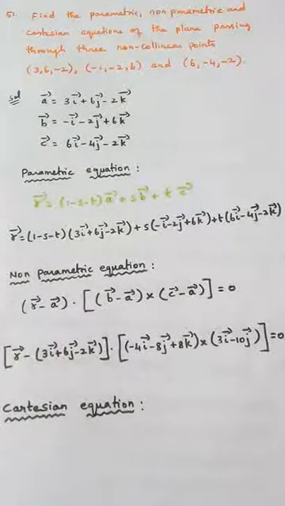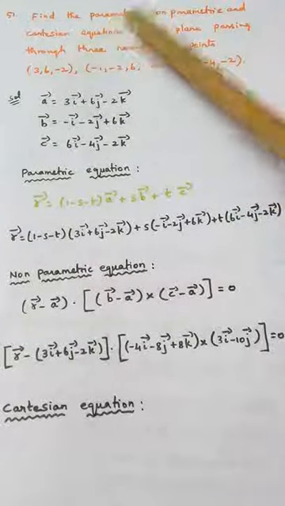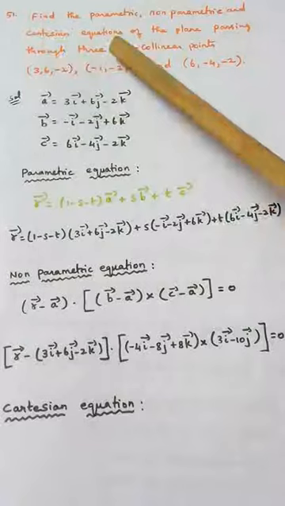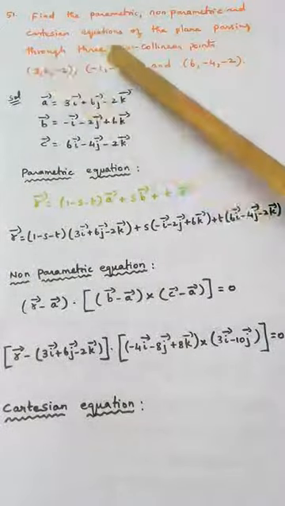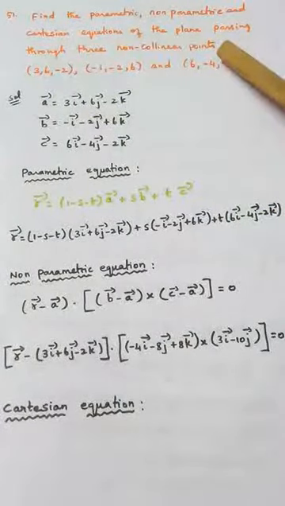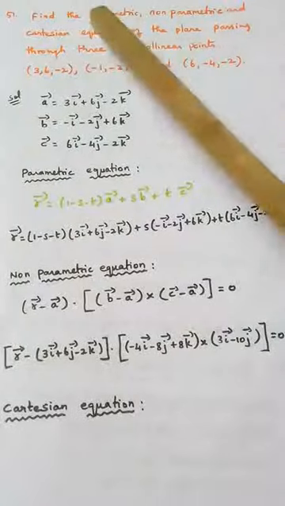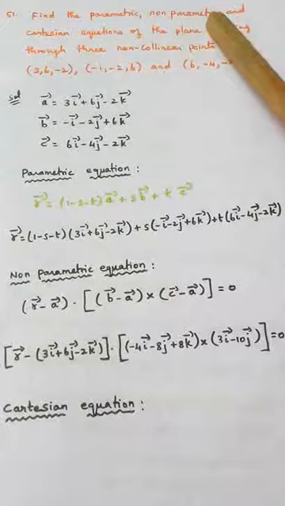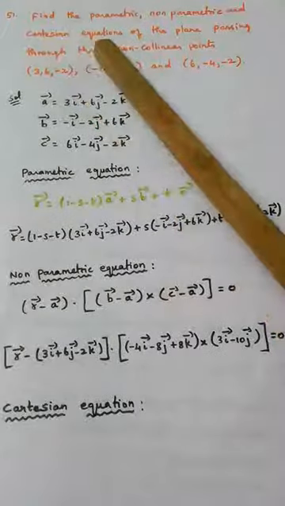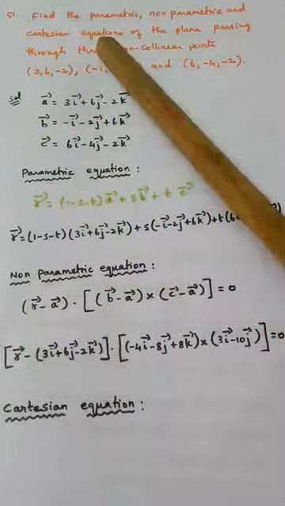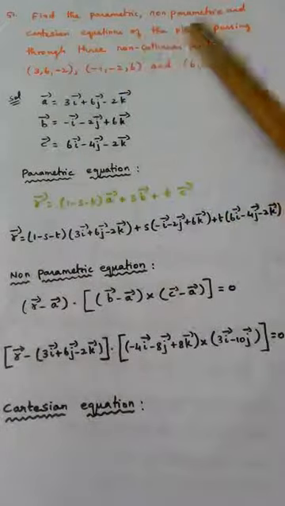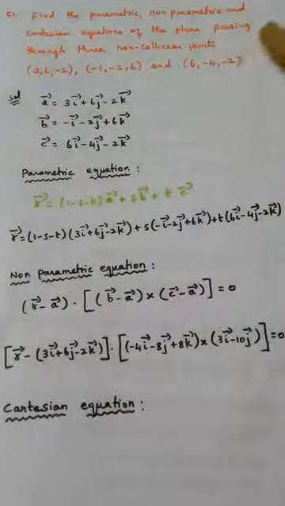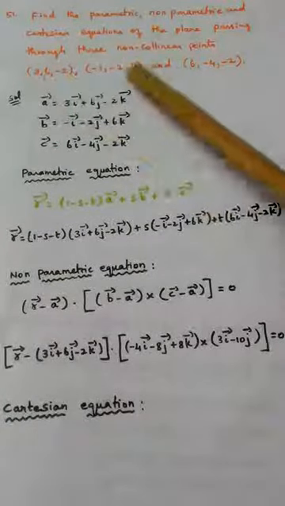Question number 51. Find the parametric, non-parametric and Cartesian equations of the plane passing through three non-collinear points. So we need to find three things. One is the parametric equation, the non-parametric equation, and also we should find the Cartesian equation. So three questions we have to answer, of the plane that passes through 3 points. 3 points are given, so directly we can easily do this sum.